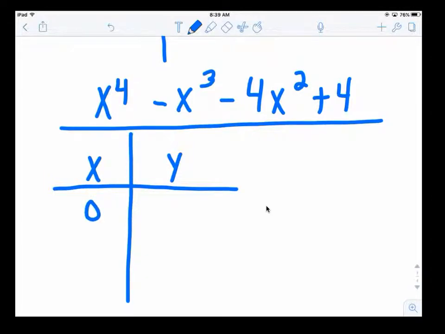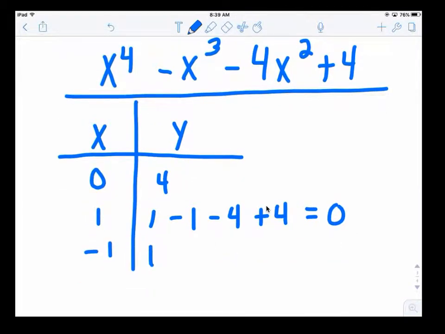All right, so if you plug in 0, what do you get? 4. If I plug in 1, what do I get? 1 minus 1 minus 4 plus 4. That would be 0, right? 1 minus 1 is 0, minus 4 is negative 4, plus 4 is 0. Plug in negative 1. I got 1 plus 1 minus 4 plus 4. So that would be 2.